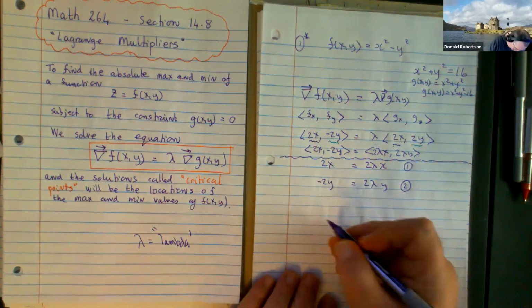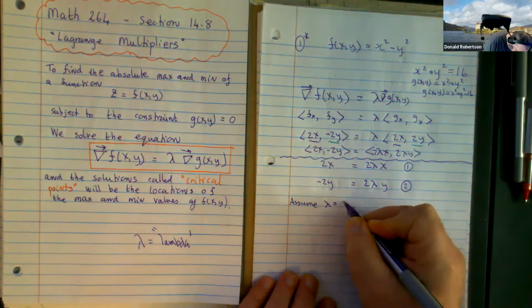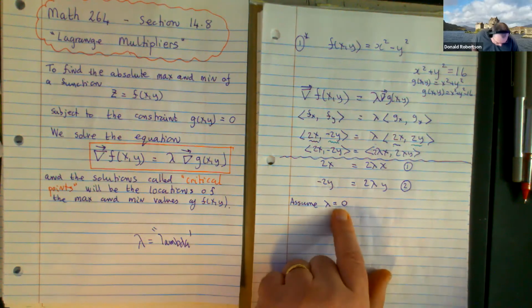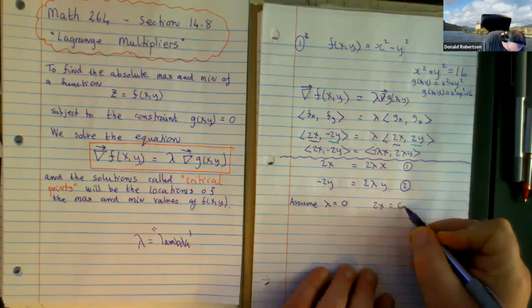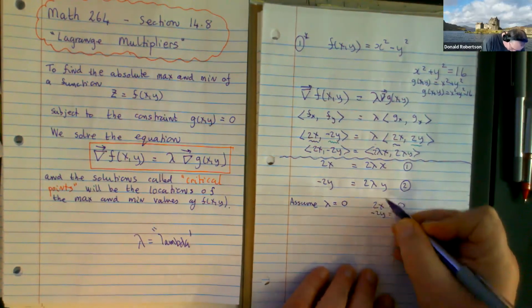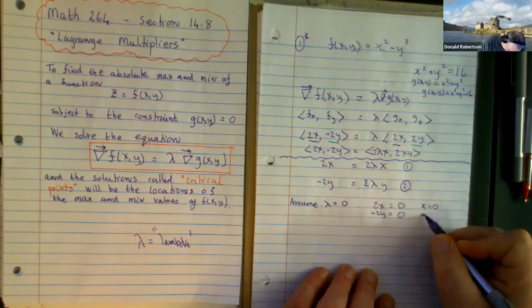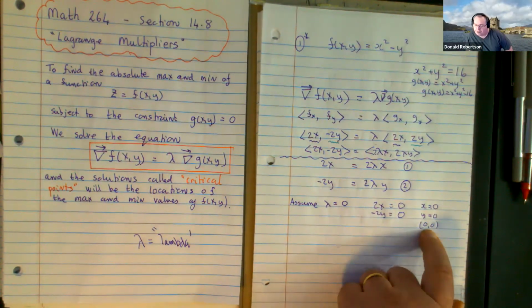So first thing you're going to do is you're going to assume that lambda equals 0. Right? And you're going to then find out what solution comes out. If I make lambda equals 0, won't 2x be 2 times 0 times x, which is 0? And won't negative 2y be 2 times 0 times y, which is 0, which means I get an x equals 0 and a y equals 0, right? Now, I'm not going to call that a critical number yet. I'm going to call that a potential critical number.